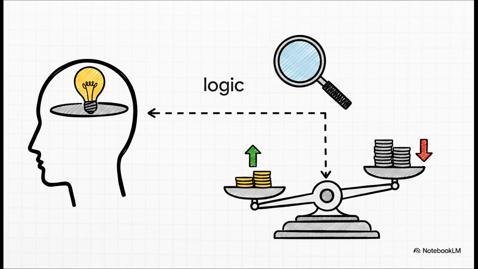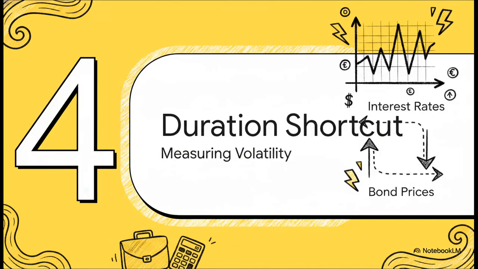Then you simply divide that adjusted income by the average of the purchase price and the maturity price. Look, it's an approximation, but it's remarkably accurate and will almost always point you straight to the correct multiple choice option without needing to run the full compound interest function. Next up, Section 4, duration, or what I like to call the volatility shortcut.